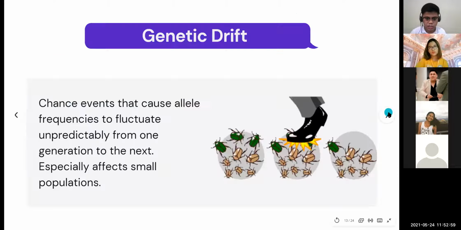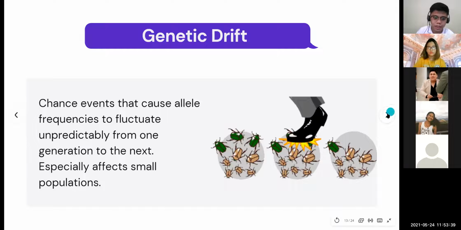Next, we have genetic drift. So the first mechanism, natural selection. Next, we have genetic drift. Genetic drift are chance events. These are chance events that cause allele frequencies to fluctuate unpredictably. Like the example here, for example, in the middle population, a man stepped on green beetles. Therefore, the allele frequencies in this population would drastically change because a lot of the green individuals would die off. Therefore, the population would be dominated by the golden colored beetles.